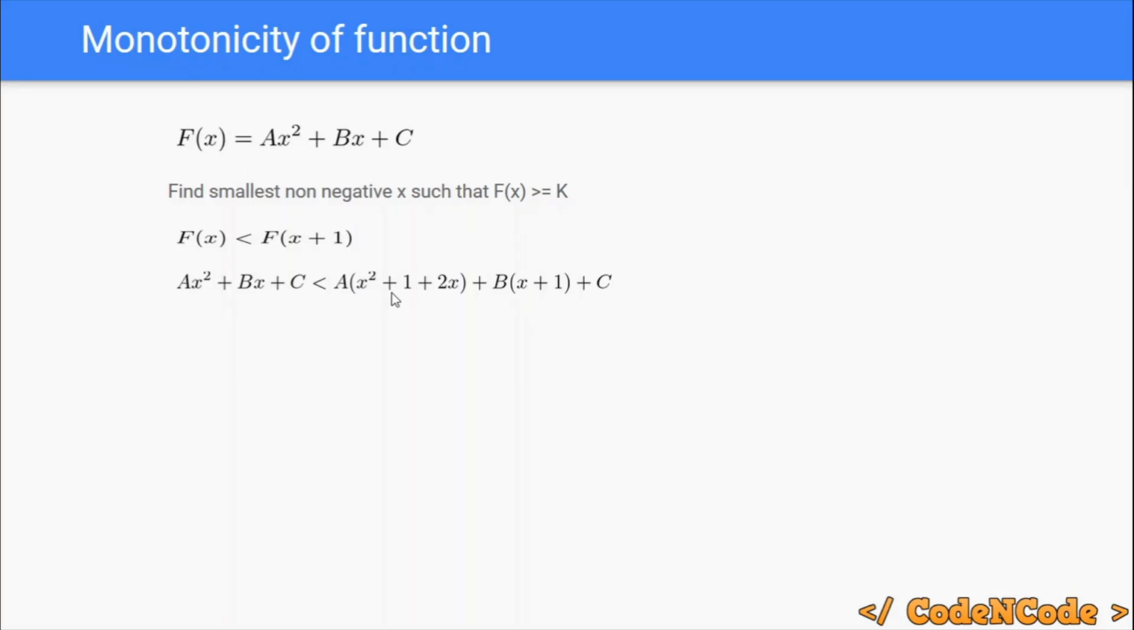On the right hand side it would be ax square plus, since in place of x you would put x plus 1 and there is a square, so this is what you would get. If you evaluate it, you'd see that after multiplying all of the terms and rearranging them, on the right hand side we get ax square plus bx plus c plus 2ax plus a plus b.